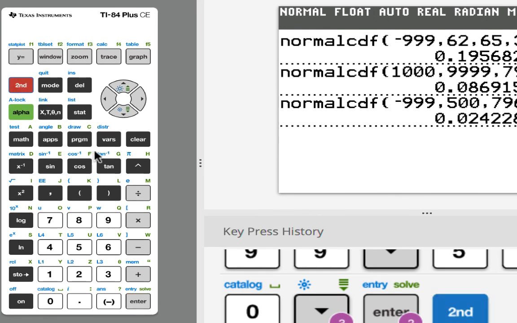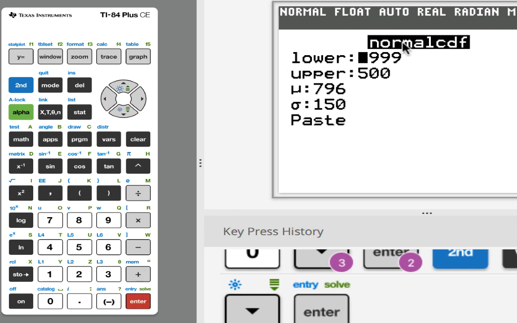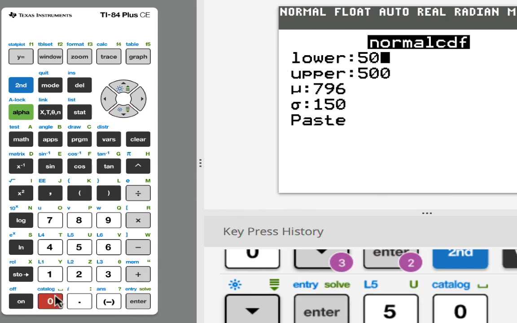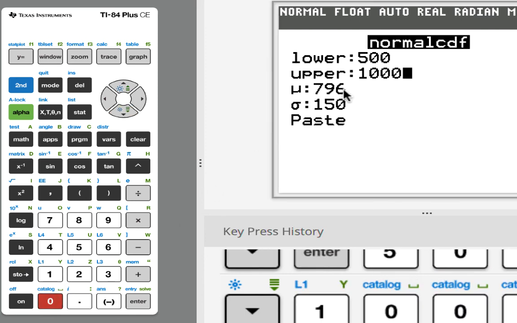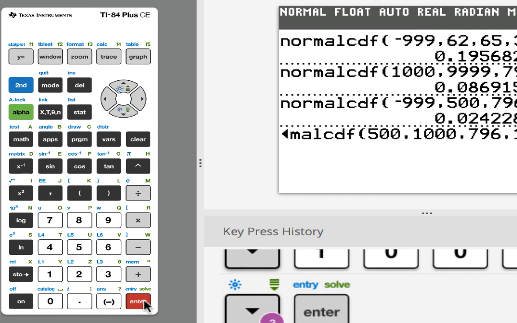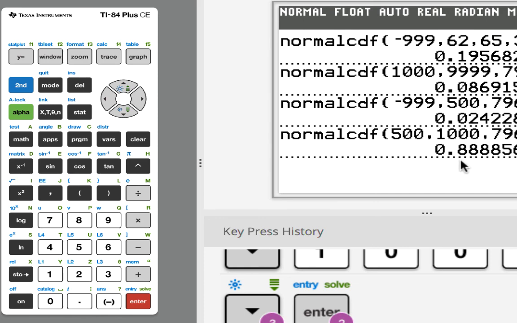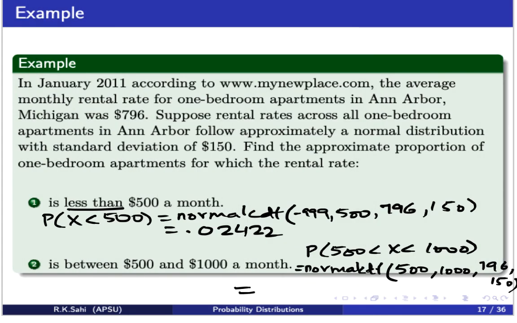Okay, second DISTR, normal CDF, enter. Now this is going to be 500, guys. Upper is going to be 1,000. The rest, the mean and the standard deviation, is the same. Take the cursor to paste. Enter, enter. What do we get? 0.888885. Okay, so we have our answer. So the answer is 0.485.